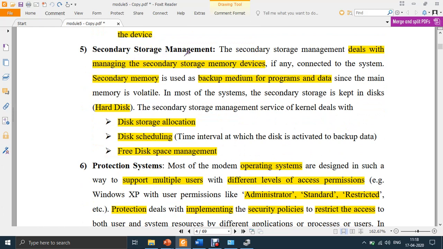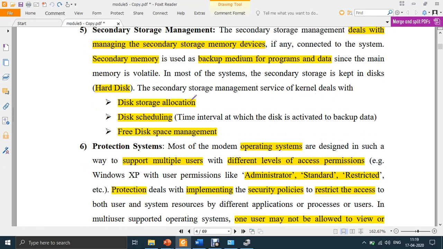Next is secondary storage management. Secondary storage means the storage memory, or you can say the hard disk, and this deals with management of secondary memory devices, if any are connected. If you have connected, let's say, a memory chip or memory card, that will also act as secondary storage memory. Secondary storage is used as a backup medium for programs and data, since main memory or primary memory is volatile.